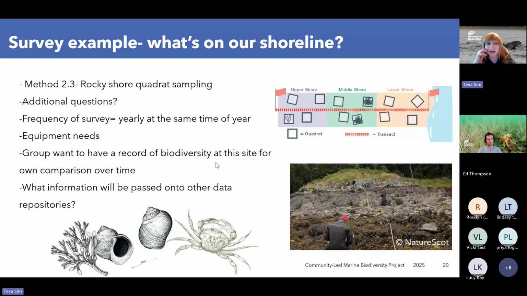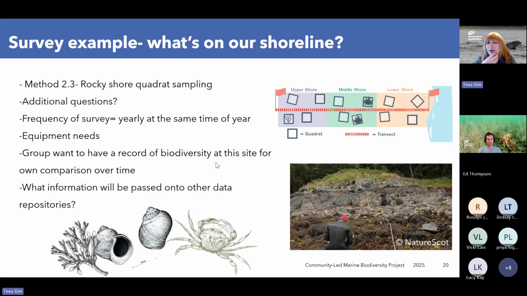And once that's the question, what you probably do then is have a wee look at the handbook potentially and find out a method that might suit that. So rock and shore quadrat sampling seems like a really good method there to answer that question.